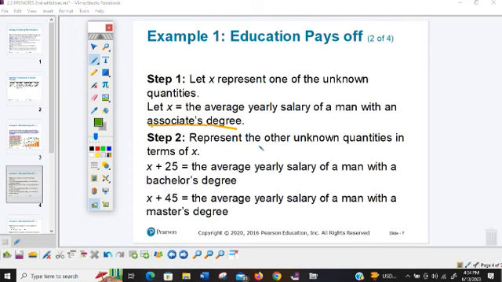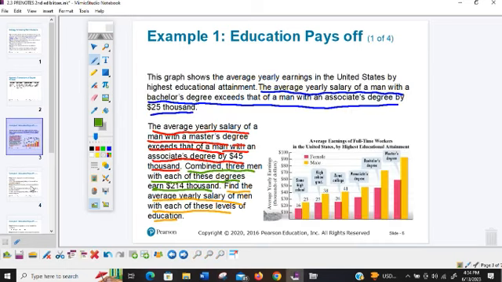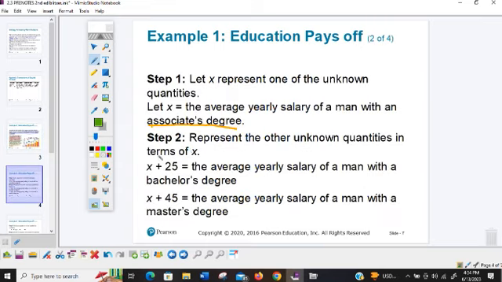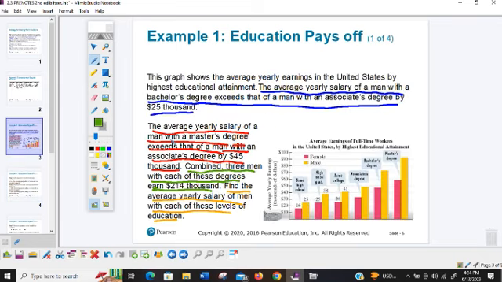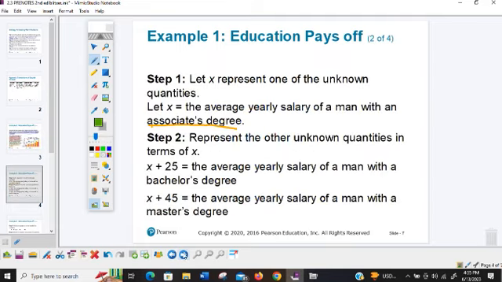Step 2, represent the other unknown quantities in terms of X. Okay, so let's use X to represent the bachelor's degree. That first sentence that we underlined in blue said that the average yearly salary of a man with a bachelor's degree exceeds that of associates by $25,000. So that would be X plus 25. It is $25,000 higher. The next one came from the sentence we underlined in red. The average yearly salary of a man with a master's degree exceeds that of a man with an associate's degree by $45,000. Okay, so associate's degree plus 45 would be the yearly salary of a man with a master's degree.